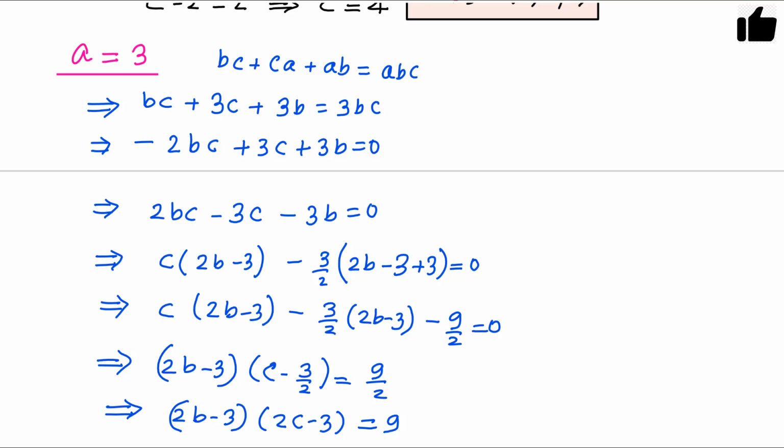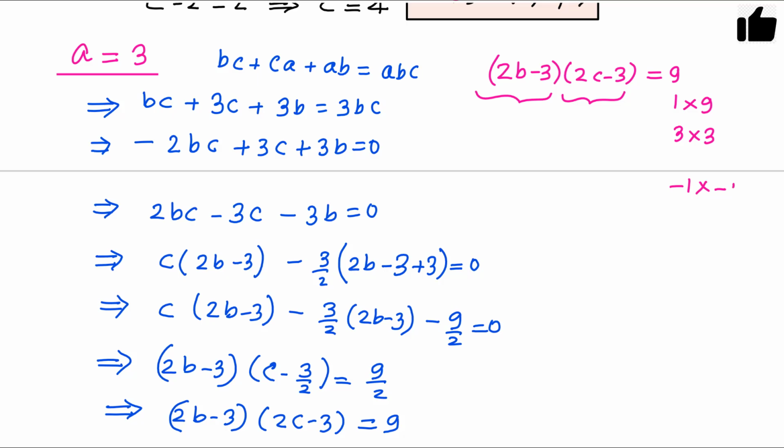Now let us see. Once again you have to do the same thing. You have (2B minus 3) times (2C minus 3) is equal to 9. So two numbers when multiplied result in 9. So what are the possible combinations? You can have 1 into 9, 3 into 3, minus 1 into minus 9, minus 3 into minus 3, and 9 into 1.